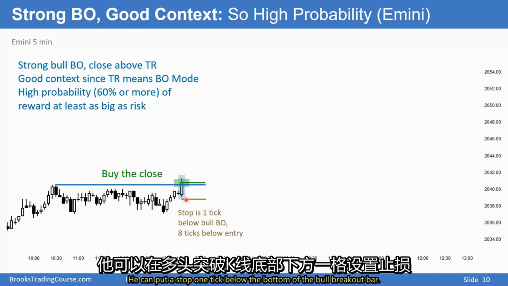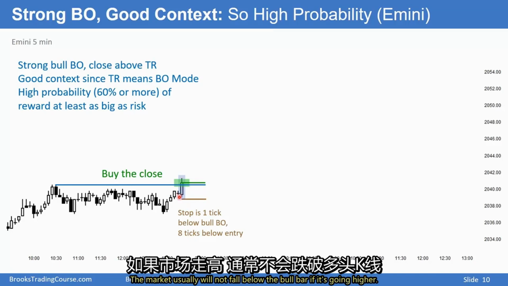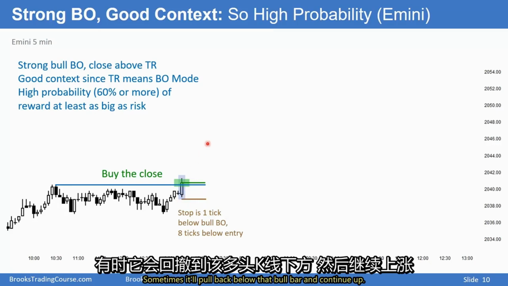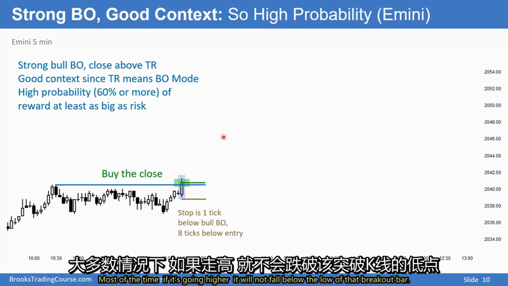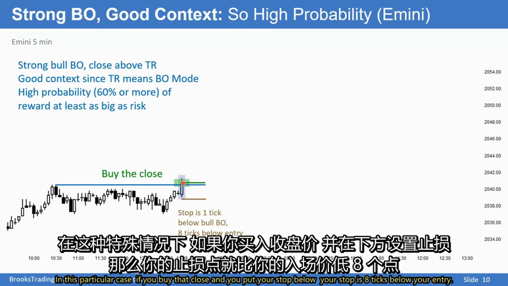He can put his stop 1 tick below the bottom of the bull breakout bar. The market usually will not fall below the bull bar if it's going higher. Sometimes it'll pull back below that bull bar and continue up. Most of the time, if it's going higher, it will not fall below the low of that breakout bar. In this particular case, if you buy that close and you put your stop below, your stop is 8 ticks below your entry.